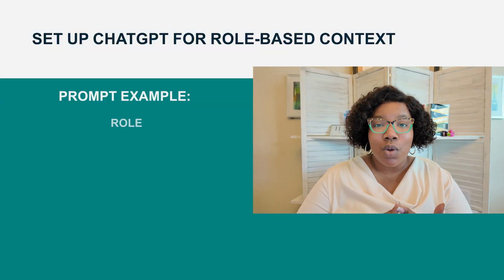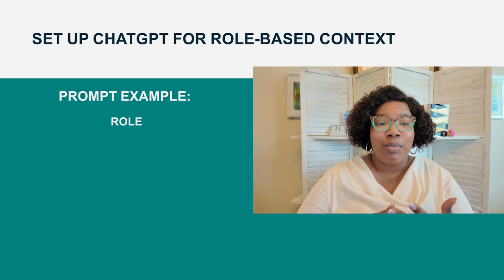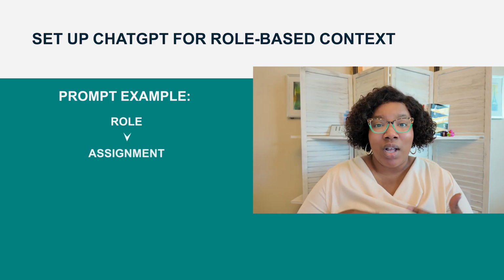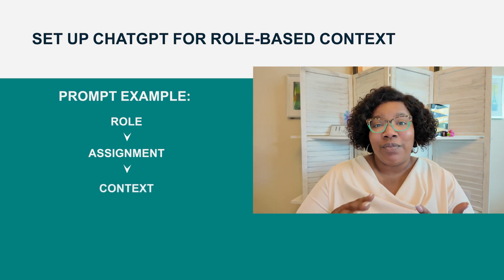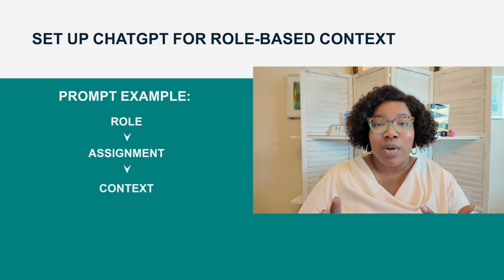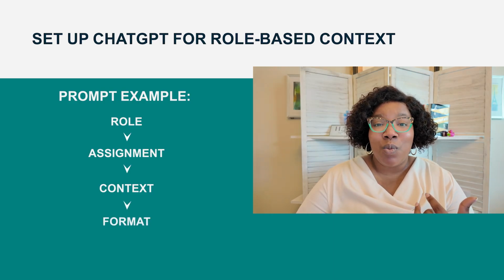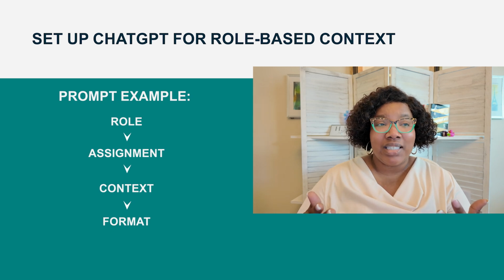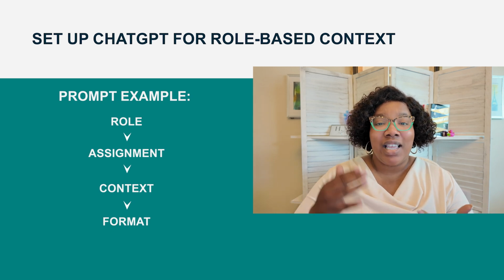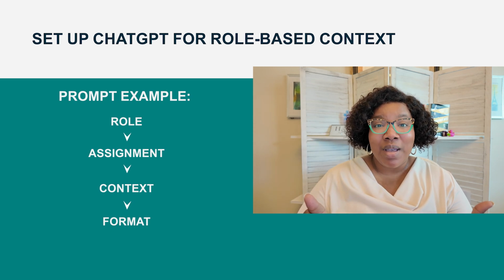So I start with a role, what role I want it to play. Then I move into the assignment. So what do I need it to do for me in that moment? Then I move into the context. So what's that background information that it needs to be aware of in order to meet my needs? Lastly, I give it a format. So how do I want the response given back to me? Is it a template I'm looking for? Is it a checklist? Give it a format, and that will help you craft expert-level ChatGPT prompts.